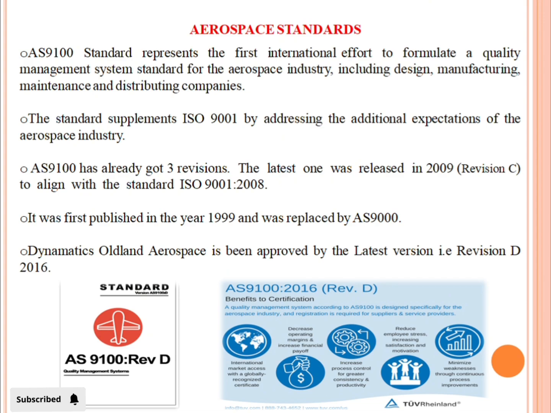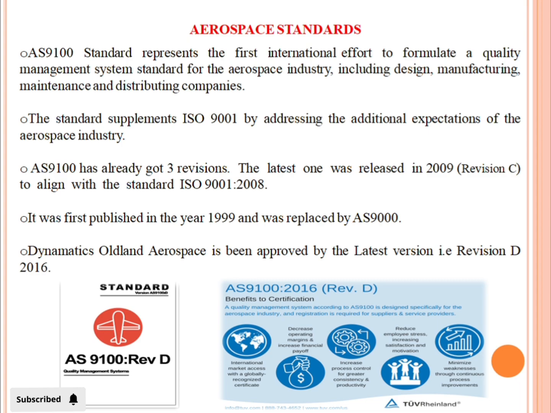Let me speak a few words about aerospace standards. AS 9100 means Aerospace Standard 9100, which represents the first international effort to formulate a quality management system standard for the aerospace industry, which includes design, manufacturing, maintenance, and distributing companies. The standard supplements ISO 9001, which addresses the additional expectations of the aerospace industry.